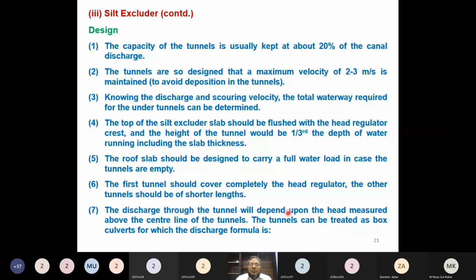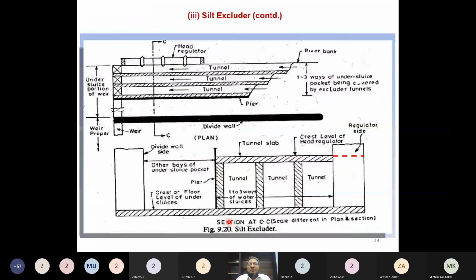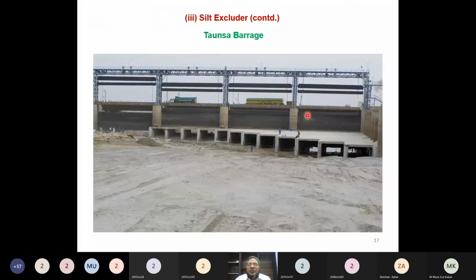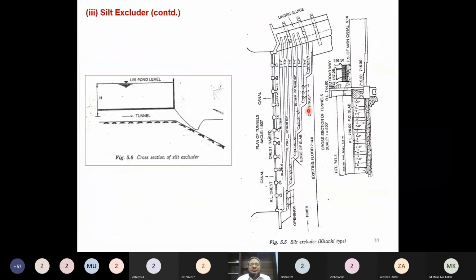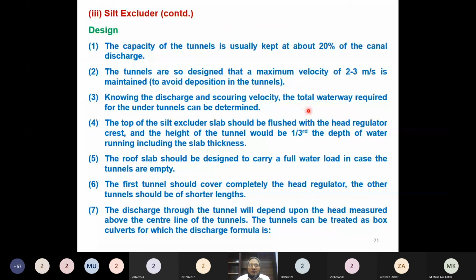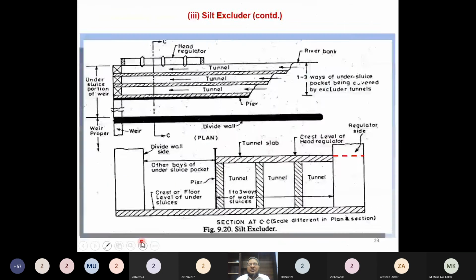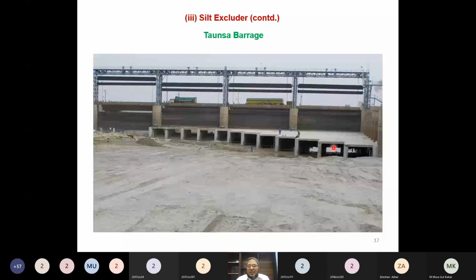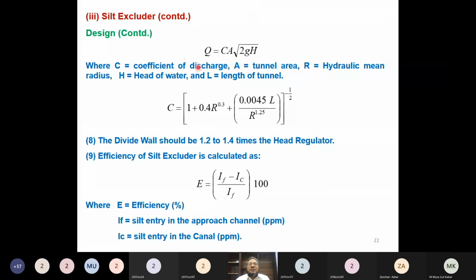The discharge through the tunnel will depend upon the head measured above the center line of the tunnel. For example, if this is the water level and this is the center of the tunnel, then from the center of the tunnel to this point would be the head, and the discharge will depend on this head. The tunnel can be treated as a box culvert, and the discharge formula for the box culvert is this. Discharge is equal to C A under root 2 g H, which is very similar to the discharge from an orifice.